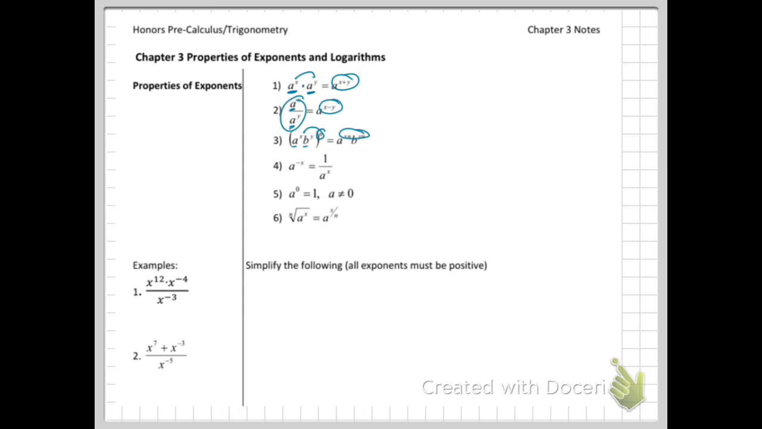Super quick. I don't like using A's. X cubed times x squared. The reason you add those is because you have 3 x's and 2 more, so if you add it together, you get x to the 5th.